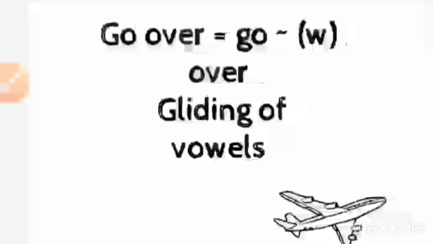Next, we have vowel to vowel linking. It means that the first word is ending with a vowel sound, and the second word is also starting with a vowel sound. So we will mix up both the ending and starting sounds. We have "go over". We will pronounce it go over, go over. We will put a little W sound and glide the vowel sound. Then we will pronounce go over.